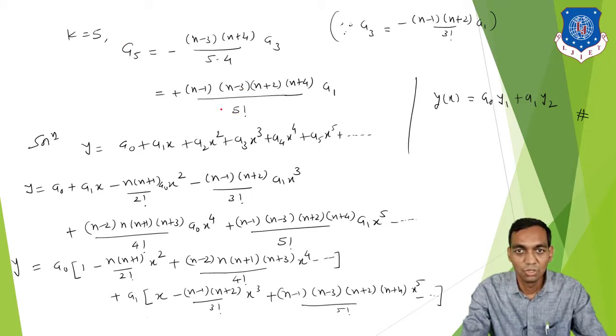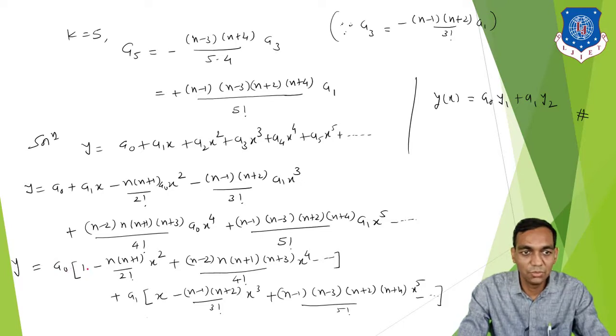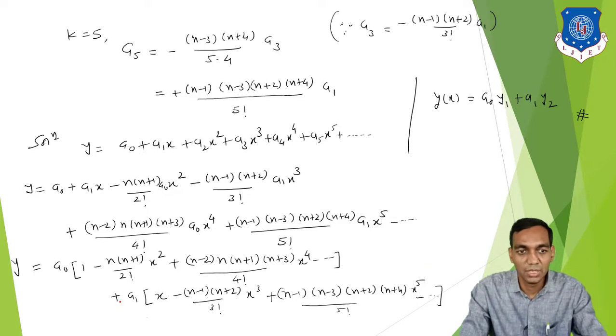So if you are going to put these values in a series, then you will have y is equal to a0 into 1 minus n plus 1 by 2 factorial x square plus n minus 2, n plus 1, n plus 3 upon 4 factorial x raised to 4 and so on, plus a1 into x minus n minus 1 into n plus 2 divided by 3 factorial x cube plus n minus 1, n minus 3, n plus 2, n plus 4 divided by 5 factorial into x raised to 5 and so on.